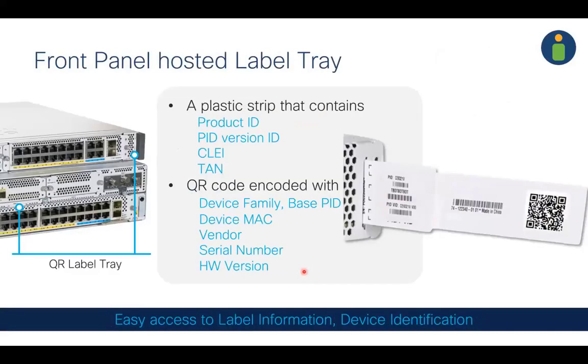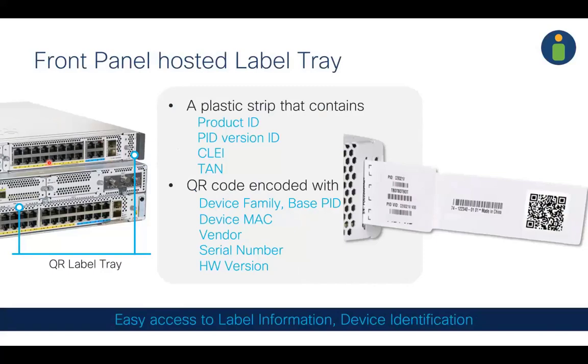The next thing we have is the front panel hosted label tray. As you might know, the label is an important component where people want to know the product ID, PID, and all those things from an operations point of view or inventory management point of view. Usually we used to paste it on the top or the bottom of the chassis, wherein once you mount a device in a particular rack, it becomes tough to really access that label information.